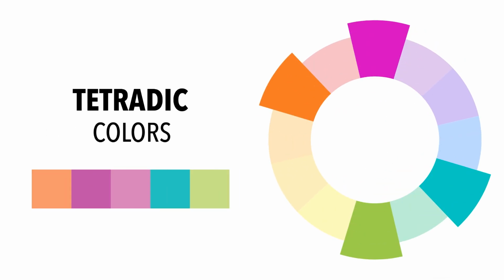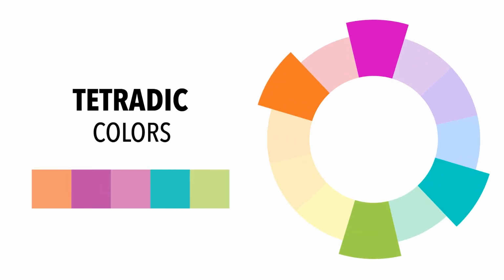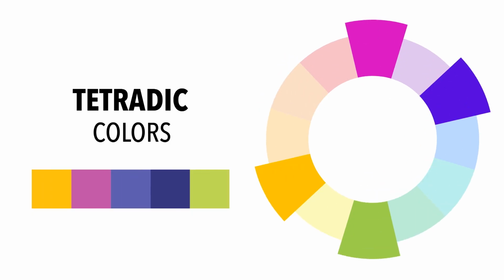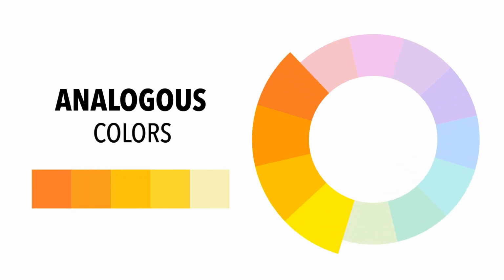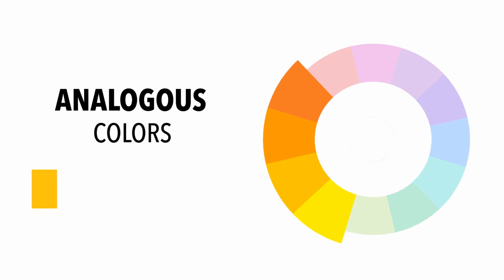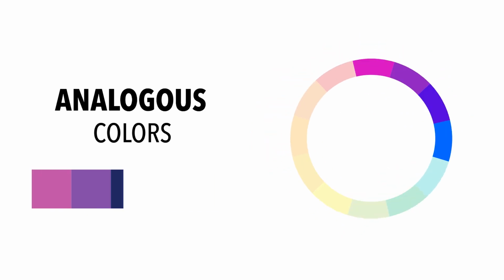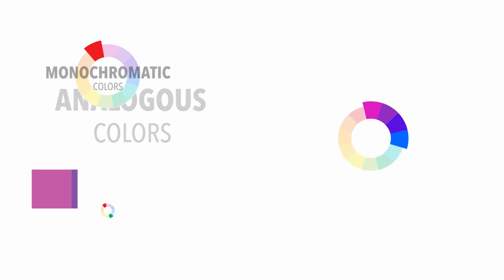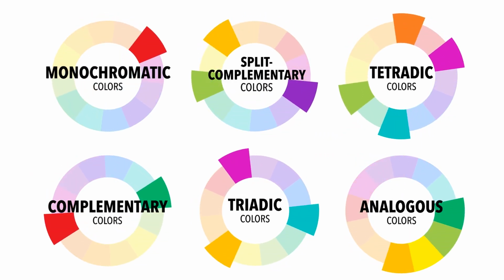A tetradic color scheme consists of 4 colors arranged in a rectangular shape, combining 2 pairs of complementary colors. For the best results, one color should dominate while the others serve as contrasting accents. An analogous color scheme consists of 2 to 4 neighboring colors on the color wheel. It's one of the simplest and most visually harmonious schemes, working best when one color dominates while the others serve as accents. These color harmonies serve as a useful guide for creating well-balanced color combinations.